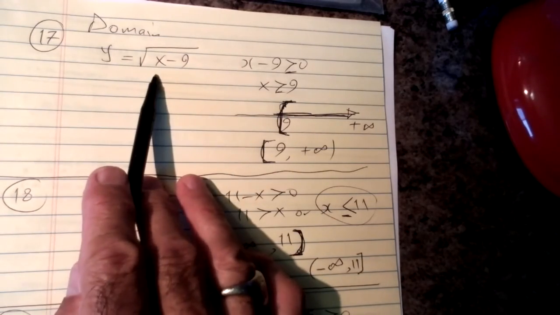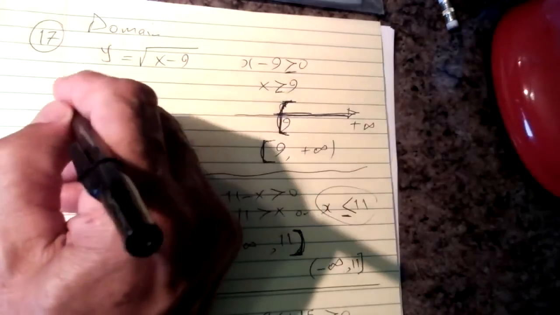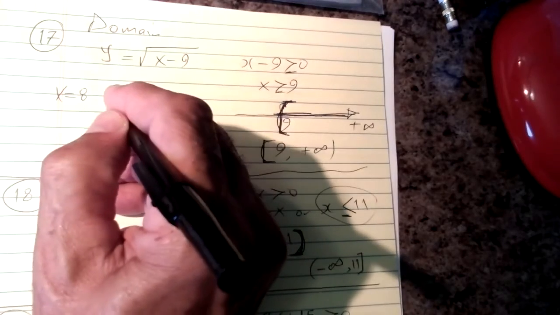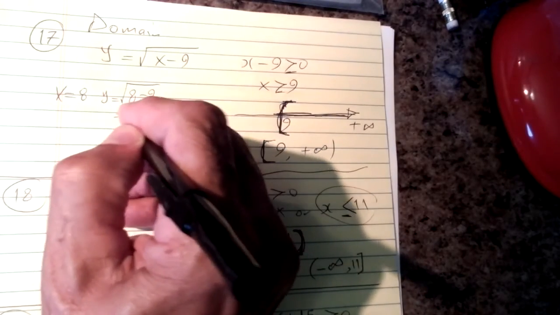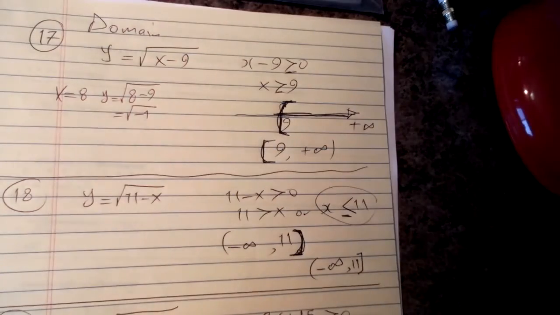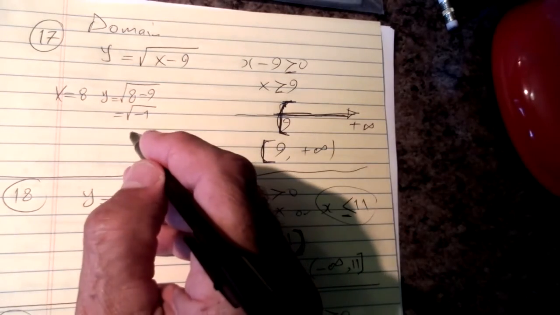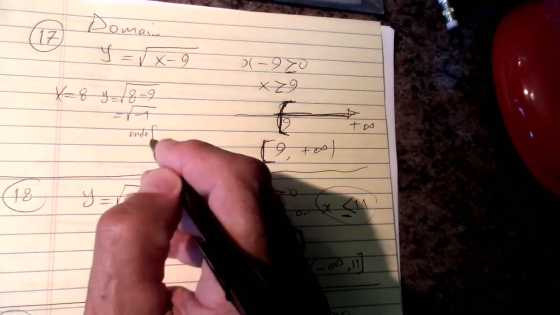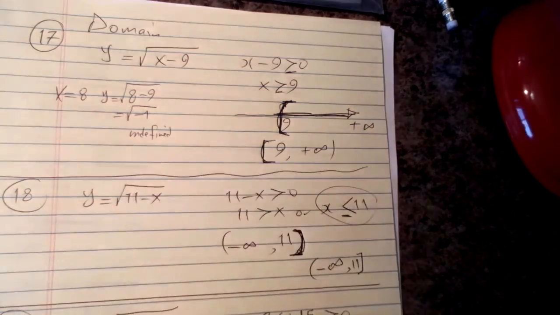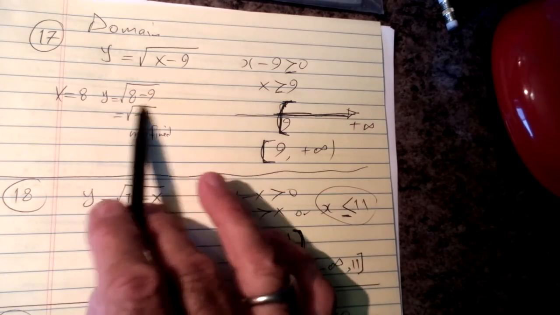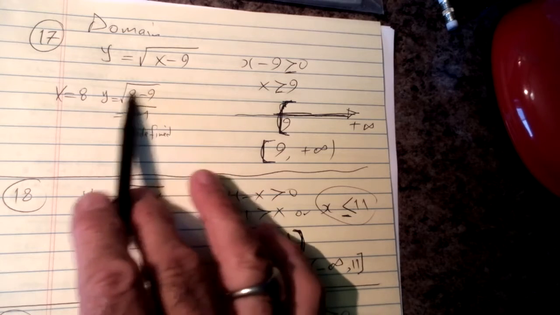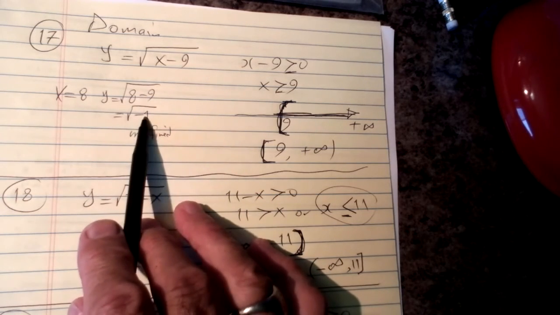You cannot put 8 here. What happens if I put 8 here? If I put 8, which is less than 9, then the value of y is radical 8 minus 9, which is radical -1. If I use my calculator, radical -1 is undefined. The calculator will give me an error. Why? Because the number you substitute makes the number under the radical negative. You don't want that.